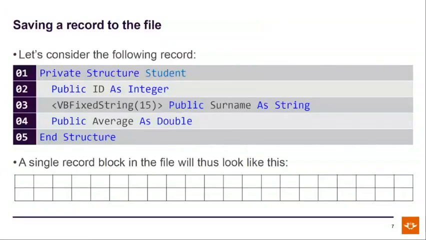So when we look at an example of information that we want to store, let's say we want to store student information. We've got an ID, and a surname, a VB fixed string of 15 characters, and an average, which is a double. Now, a few things to note here. A VB fixed string means that only 15 characters will be stored or used. If you don't put in 15 characters, the rest of the spaces will still be filled with empty information.